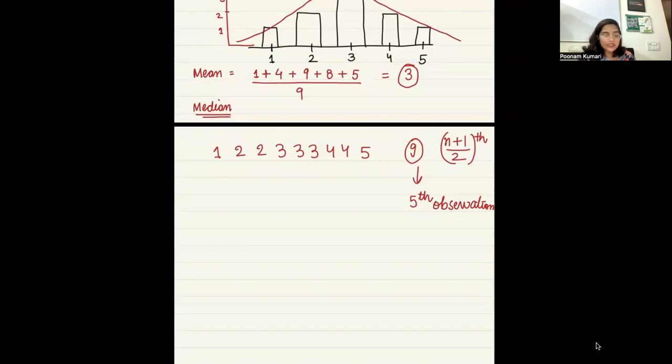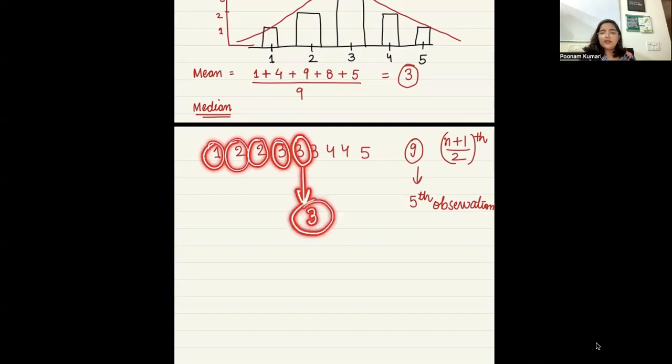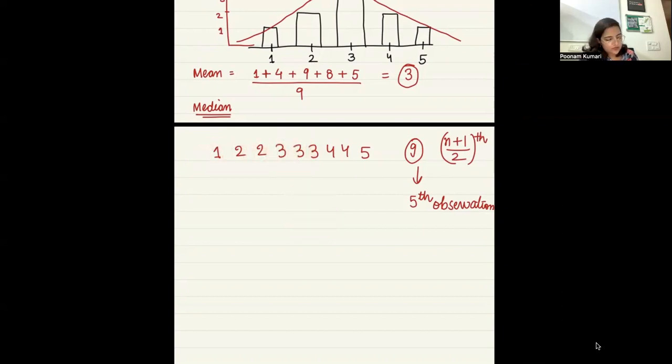So which observation is that? The fifth position: 1, 2, 3, 4, 5. This is my fifth position, and this is 3. So what is my median value also? 3. Yes or no? Yes, ma'am. So 3 is my median value. What do we see here? My median value and my mean value, are they the same? Yes, ma'am.